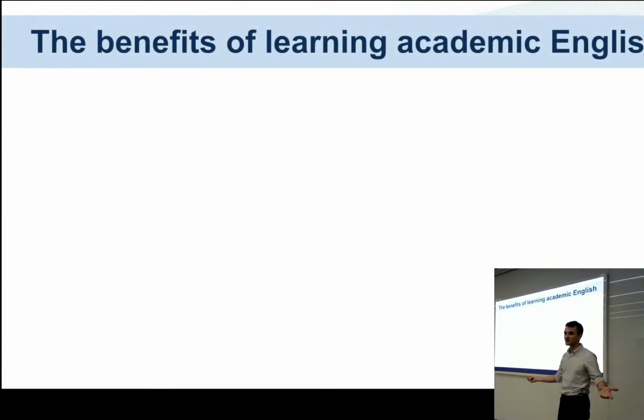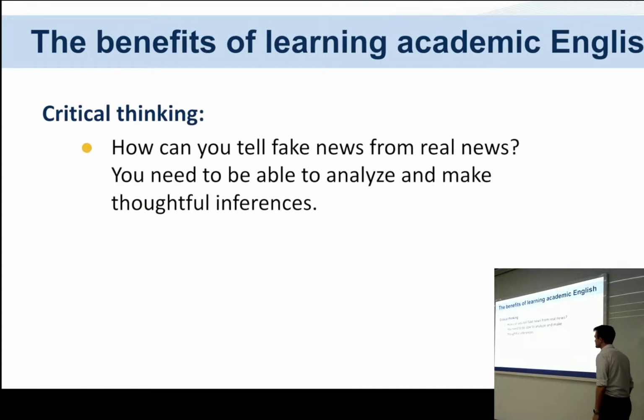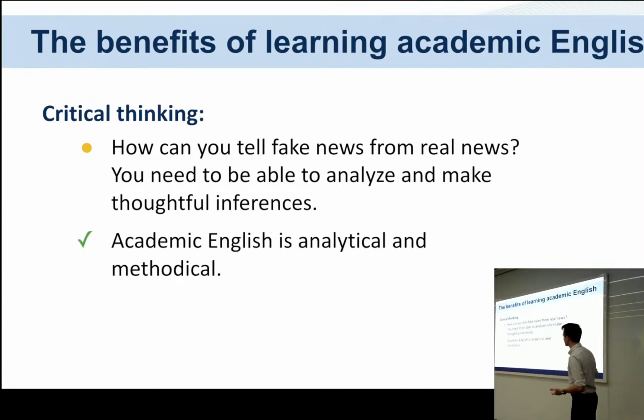AI helps us learn it better, and we should take it seriously. So critical thinking. How can you tell fake news from real news? You need to be able to analyze and make thoughtful inferences. Critical thinking in academic writing is very similar. Academic English is analytical and methodical. If you're a good academic writer, you are very analytical and methodical.